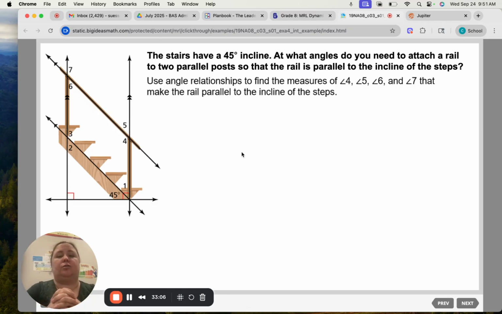So, long story short, we need to find the measures of angle 4, 5, 6, and 7 so that the rail is parallel to the incline of the steps, meaning it's going to go along the same as you go up the stairs. You have a handrail going at the same angle. So, looking at what we have, we know that this angle right here is 45. Can you immediately tell me what angle 1 is?